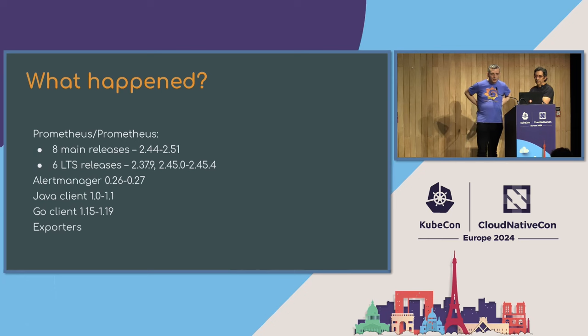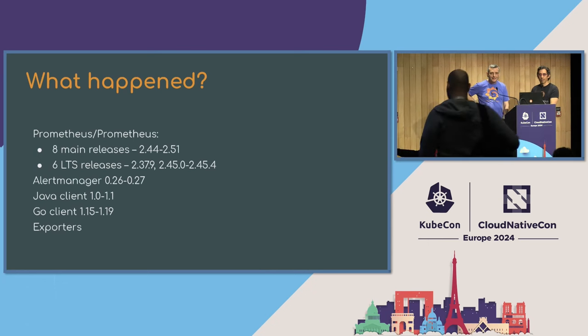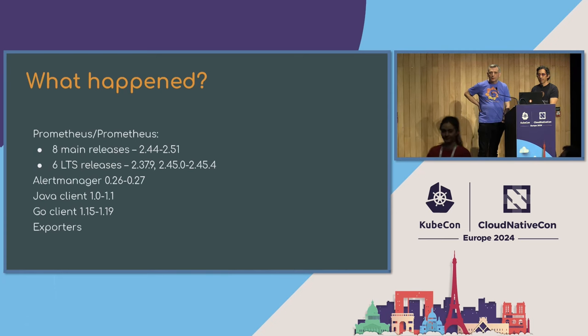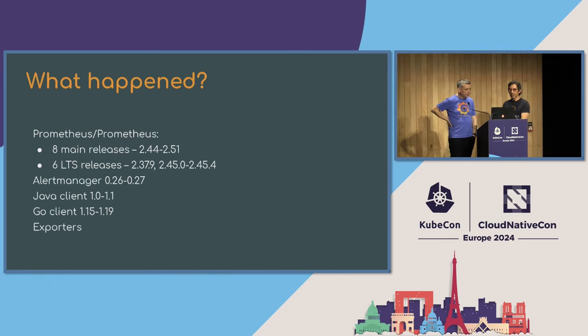Okay, let's go through what happened in the last 12 months. In Prometheus, the central data store, we made 8 releases, which I think is pretty good for a 12-year-old project. Still releasing fairly steadily every 6 weeks. We also have the LTS, long-term support version of Prometheus, for people who are a little bit more scared to take the latest version. We're just releasing patch releases to that.